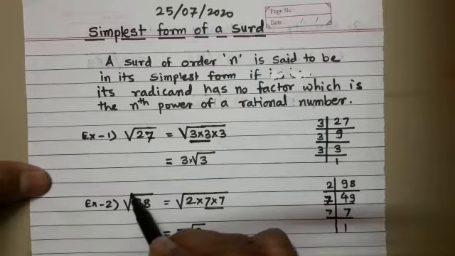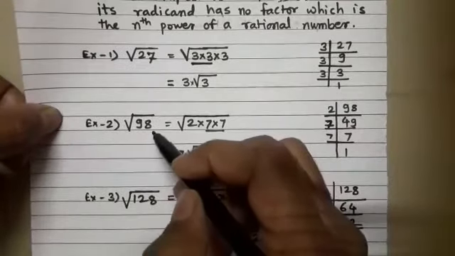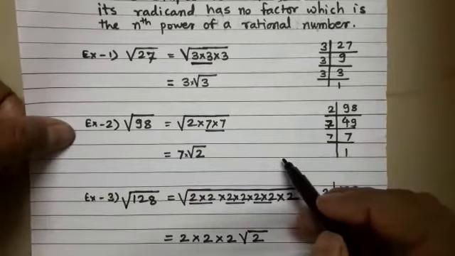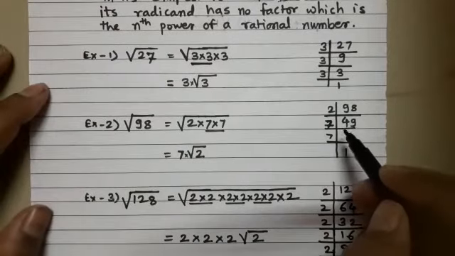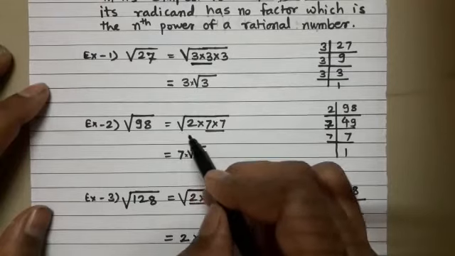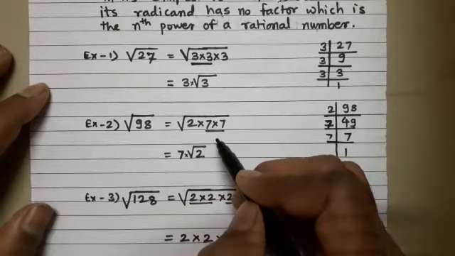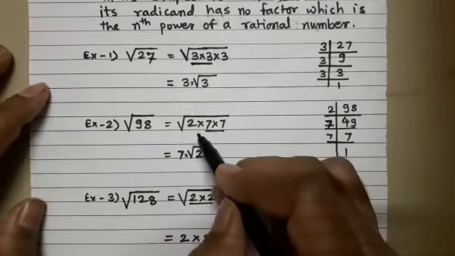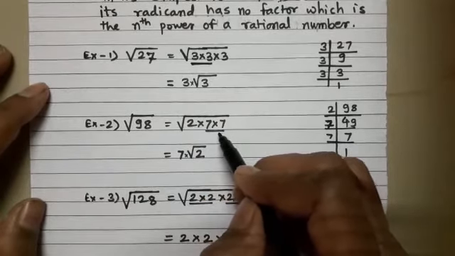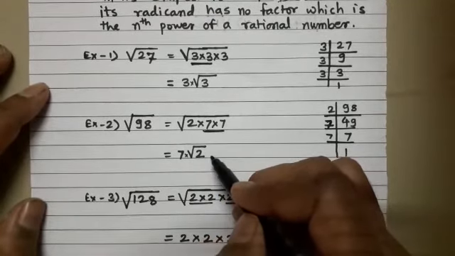Second example, square root of 98. Find out the prime factors of 98. Factorize in this way vertically, and write down the prime factors in the square root: 2 into 7 into 7. The order of the surd is 2. Now make the group of two same factors. 7 and 7 both are the same, that's why I have made the group of these two.